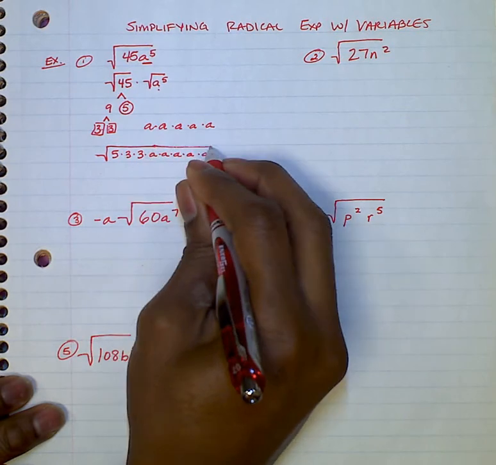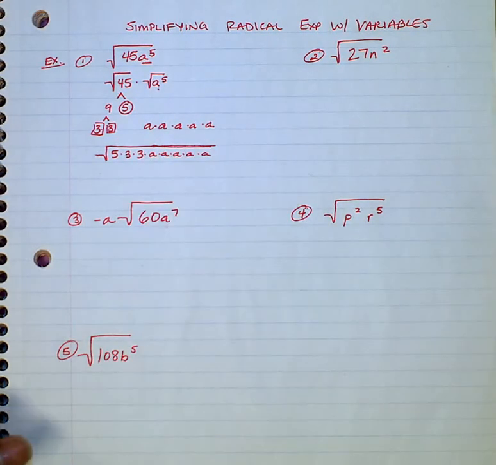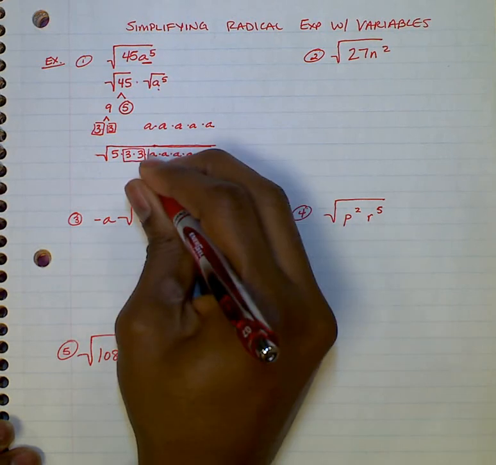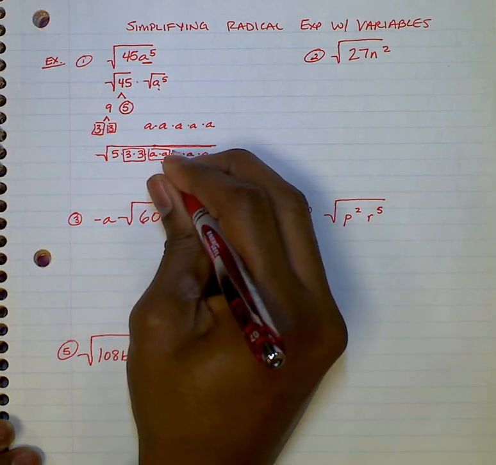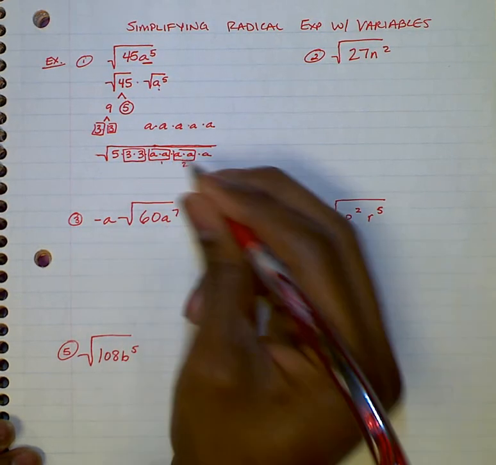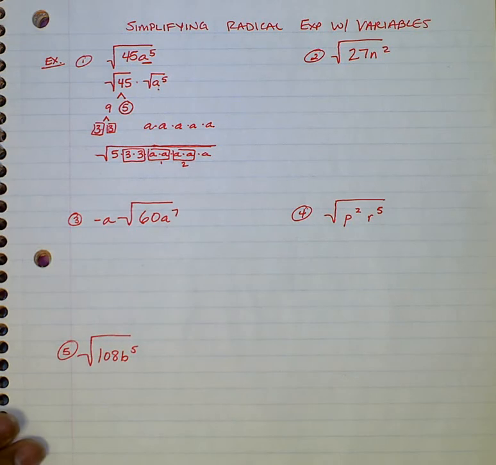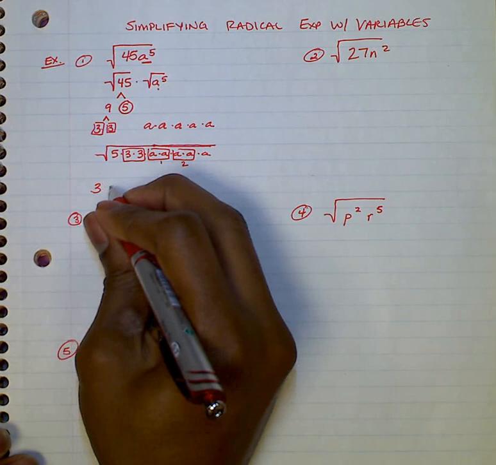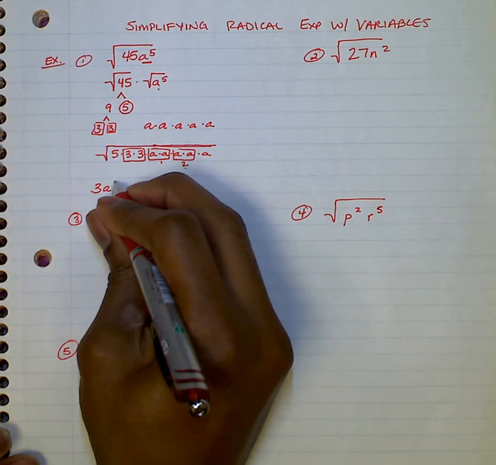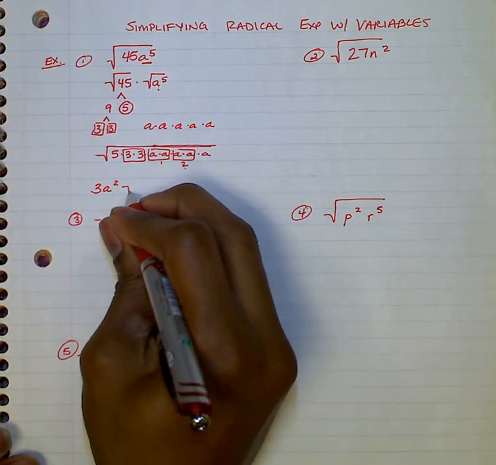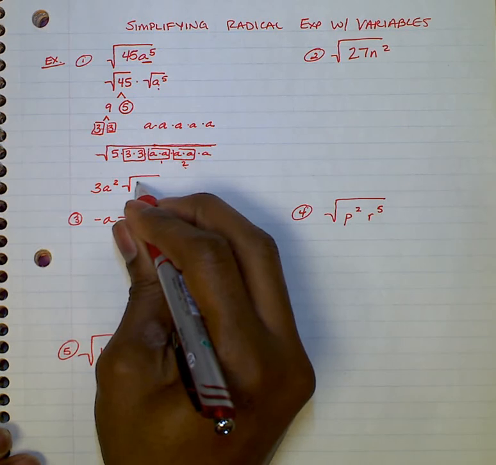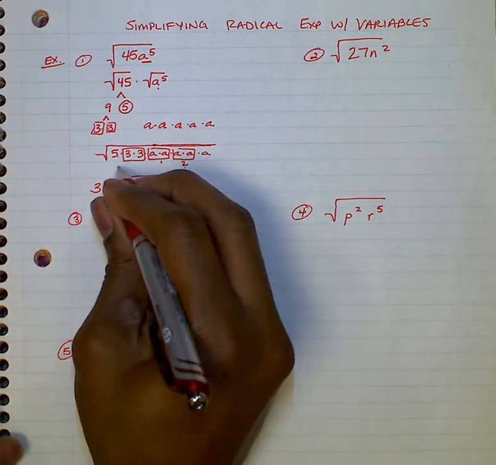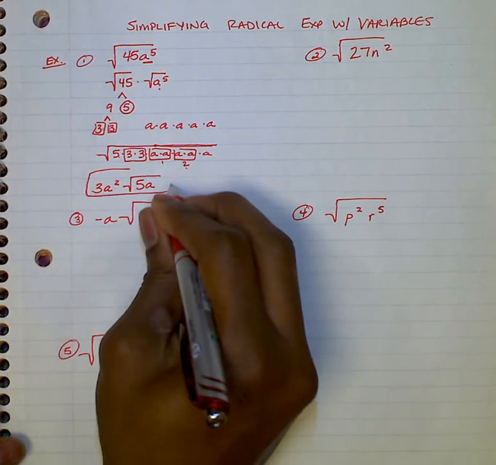Same rules, you've got to have a date to leave the house. 3's will go on the outside. I have 1, 2 pairs of a's that get to go out. So on the outside I have 3a squared, and left inside is 5a without a pair. And that's my final answer, simplified radical.